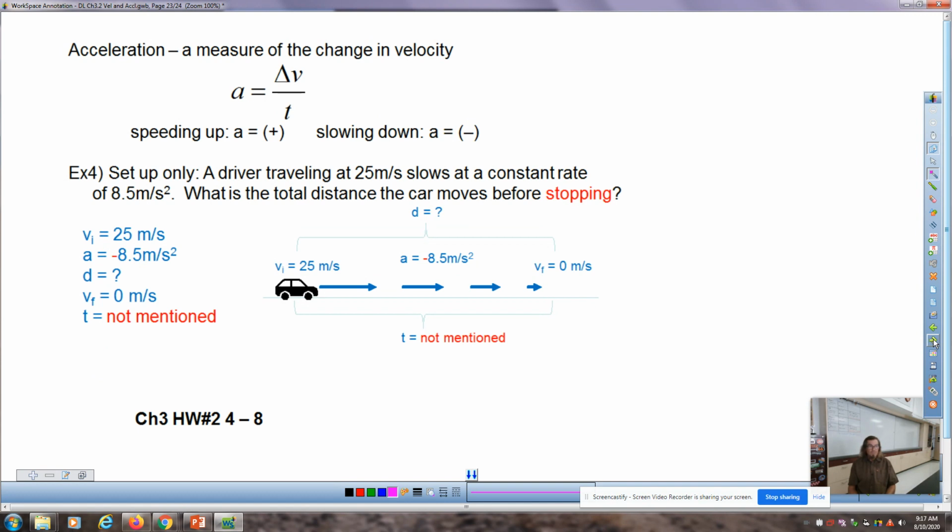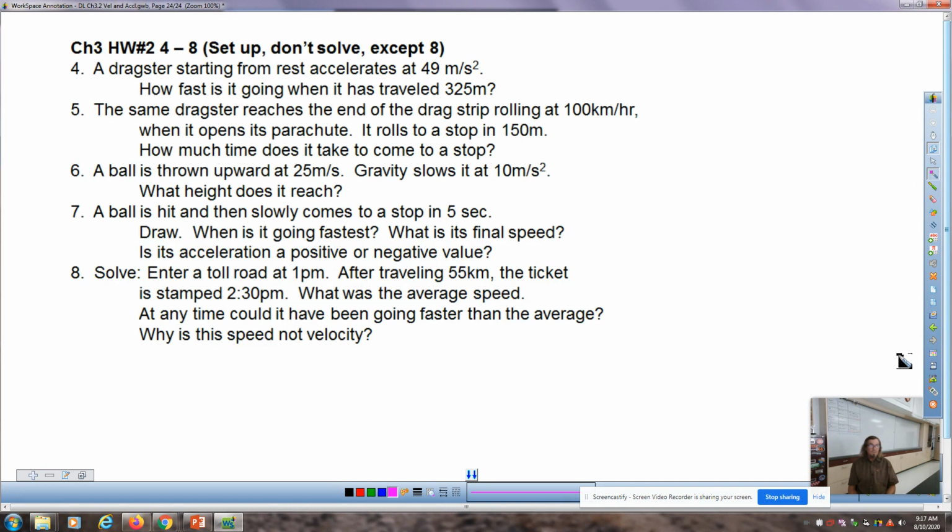You guys are awesome. Chapter 3, homework number 2. These are the problems. You're going to be just setting them up, except for number 8. I want you to solve that one because that's using the df equals di plus v times t. This is due on Monday because right now we're on Thursday. Your lab is due on Wednesday, and I'll bring that up again on Monday.